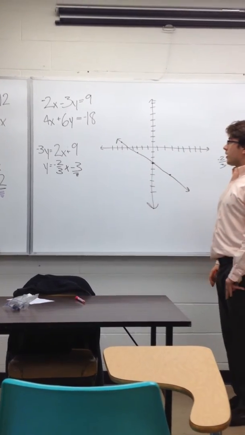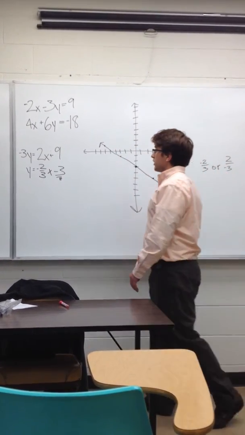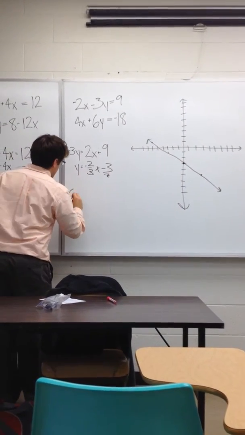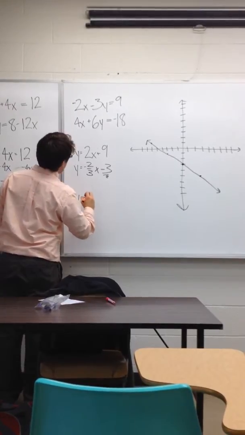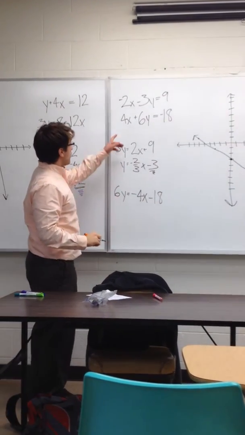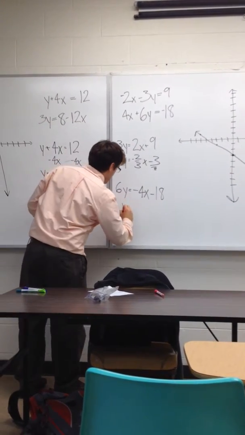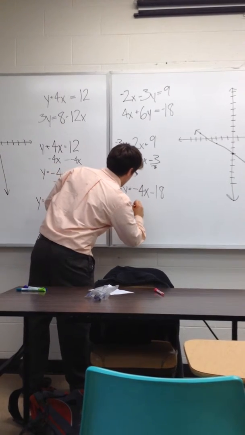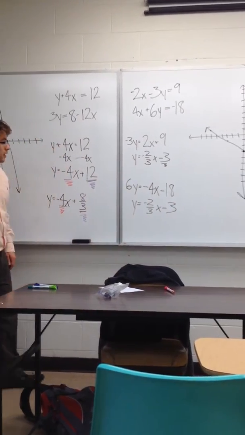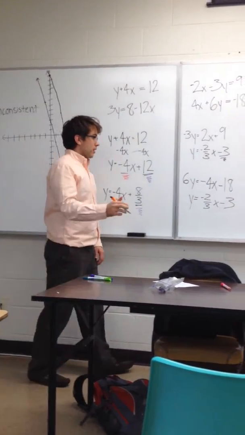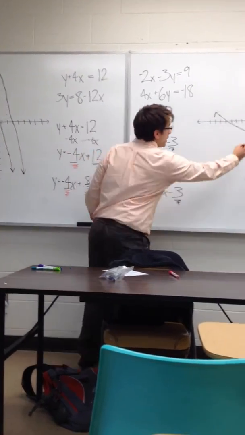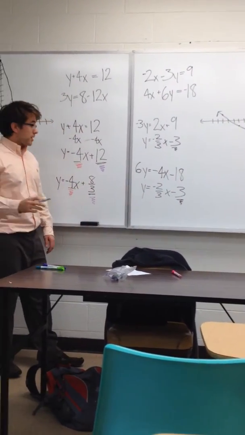Okay. Now we're going to repeat the same process for the second one. 4x plus 6y equals negative 18. You're going to take the 4x to the other side and then divide by 6. And what you're left with is negative 2 over 3x minus 3. Okay? So the y-intercept is negative 3. Negative 3. And then the slope is negative 2 over 3.